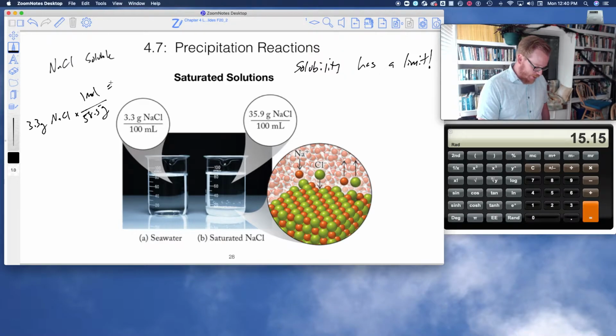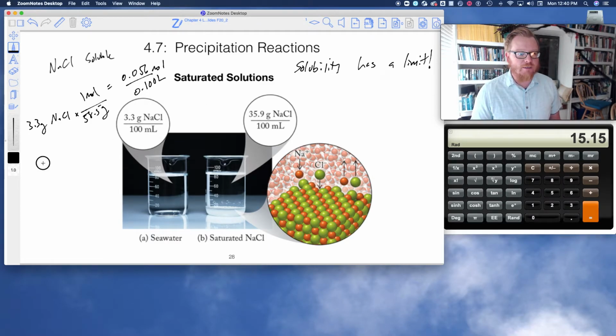So 3.3 divided by 58.5 gives me 0.056 mole. And that's in 100 milliliters. So if I now divide that by 0.100 liters, then I get 0.56 molar sodium chloride in seawater.